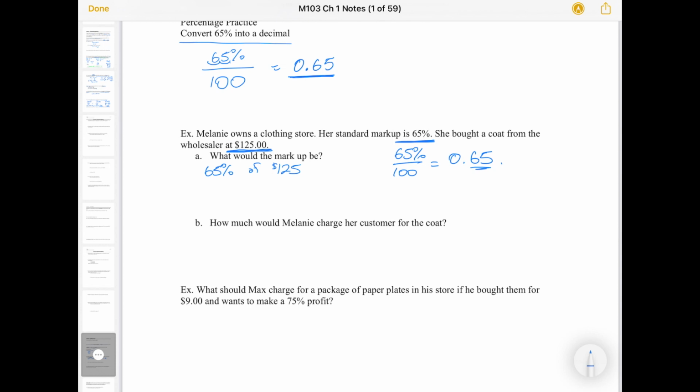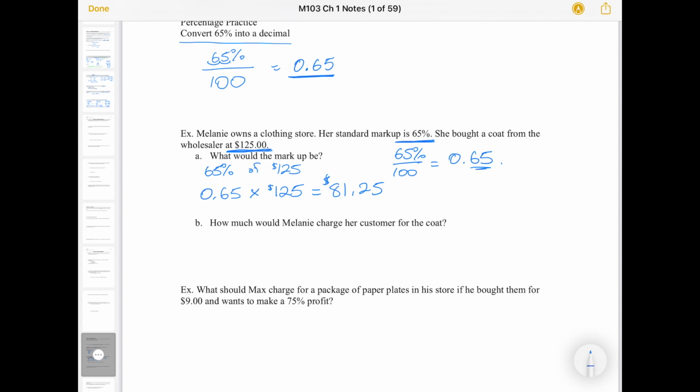Okay, well, 65%, I know I need to write that as the decimal. Now, of in math means multiplying. So 0.65 times my 125, and that will give me my percentage markup. If we just put that into our calculators, 0.65 times 125, that will give us 81.25. So that is how much she's going to mark it up. That would be the profit she would get from one coat.